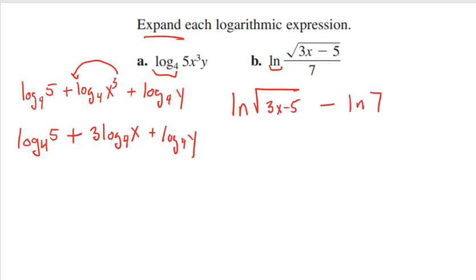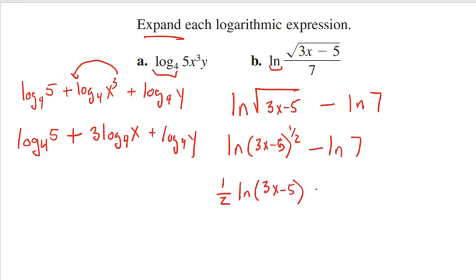There are no rules for addition or subtraction, so I'm sorry, I can't do anything, but I can do one little thing here. We know that a square root is equivalent, or you should know, to a 1/2 power. If you didn't know that, look it up. So what I can do is rewrite the square root as 3x minus 5 to the 1/2. Then I could use the power rule and drop that 1/2 down. But I have to emphasize one more time, I cannot do anything with the inside. It's done. Do not try to break that apart.